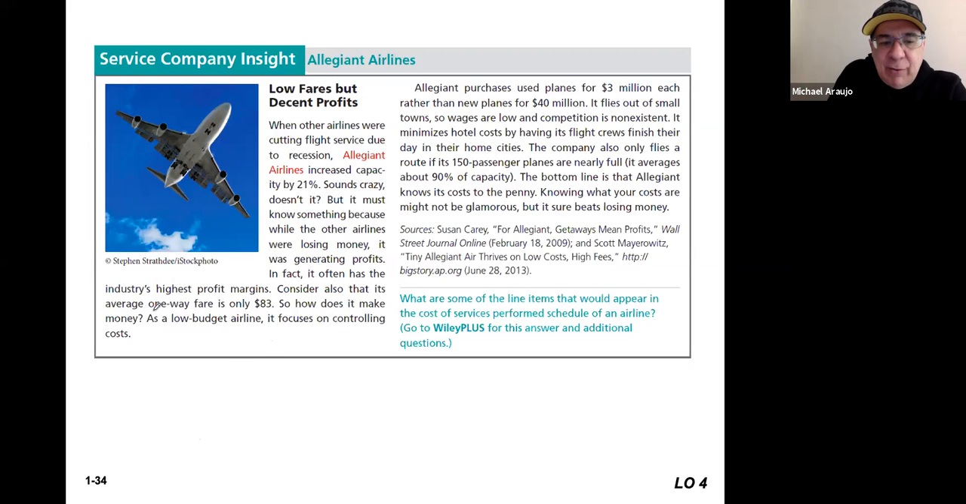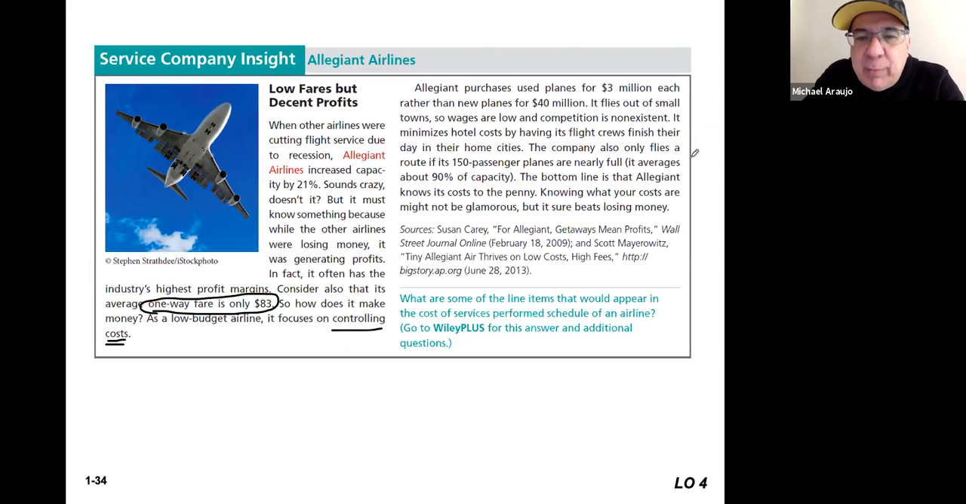Notice that their average one-way fare is only $83. How do they make money? They make money because they control costs big time. First of all, they only fly used planes. And there's nothing wrong with that. Well, people buy used cars all the time, used trucks. It's the same. It's a used plane. So it's better to pay $3 million for your planes than $40 million because it just lowers your costs quite substantially.